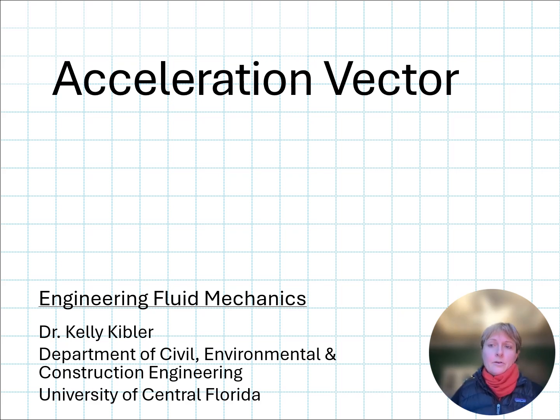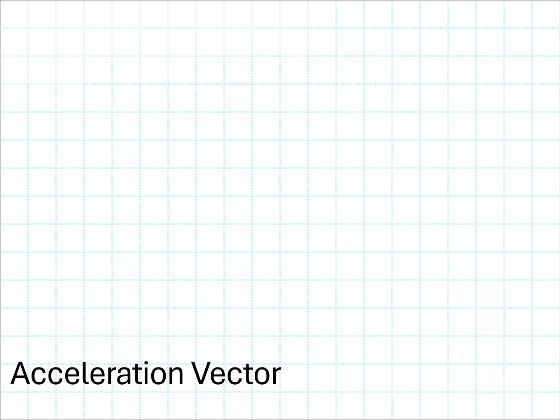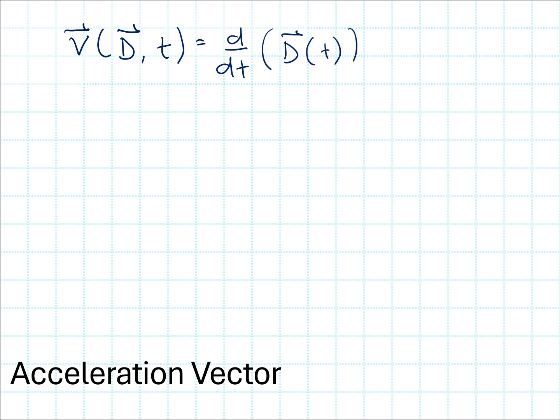Everyone, this video covers the topic of the acceleration vector. In a prior lecture, we learned that the velocity vector is the change of the displacement vector over time, and that the displacement vector itself is also a function of time. So I can write this as my velocity vector, which is a function of space, displacement, and time, is defined as my time rate change of my displacement vector, which itself is also a function of time.